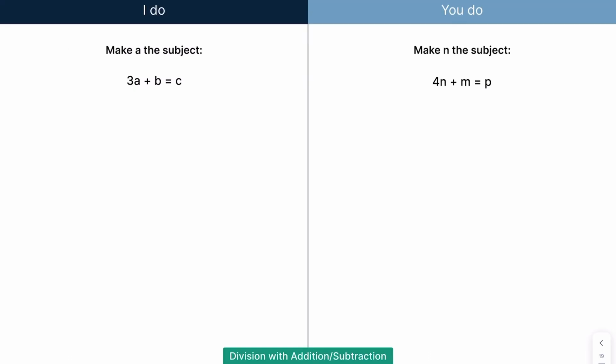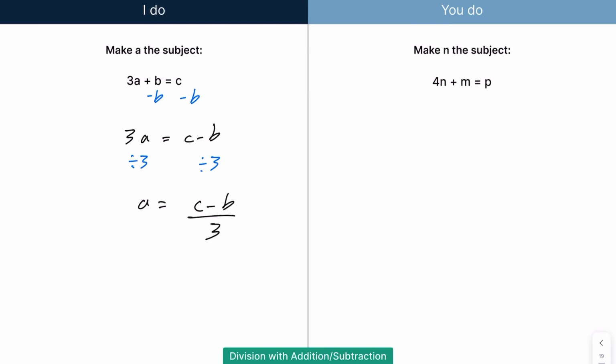So moving on, we have make a the subject. So the easiest way to approach this question isn't to divide by 3. You can do that, but you'll make your life a little bit harder. I would start by getting rid of the b first. So if I get rid of the b first, we end up with 3a is equal to c minus b. Now you just divide each side by 3 to get rid of the 3, and you have your answer. So a is equal to c minus b all over 3.